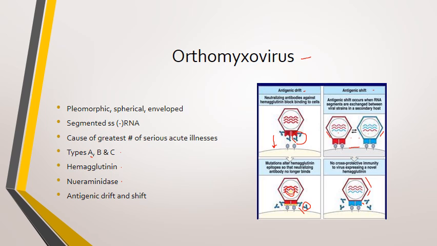Orthomyxovirus, probably another famous virus for rather mundane reasons. This is the family that includes flu. It is a pleomorphic spherical enveloped virus, and it contains a segmented single-stranded negative sense RNA genome. This actually has the greatest number of serious acute illnesses associated with it compared to any other virus in any other group. The serious illnesses can be counted just in the United States with greater than 200,000 hospitalizations annually and greater than 30,000 deaths annually.